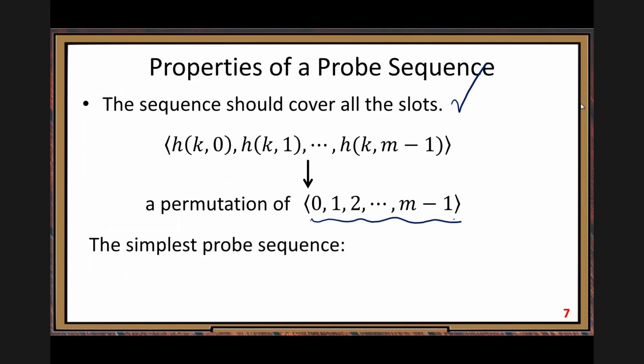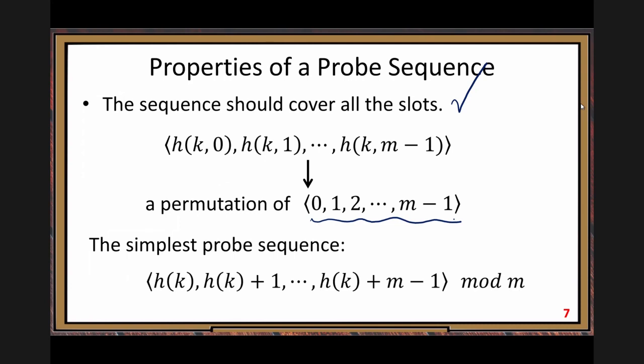The simplest probe sequence is the adjacent one: the same hash function just plus 1, 2, 3. Too simple. So this is the simplest. This one has the required property, but you will see its performance is usually not very good. So we want to improve the performance.